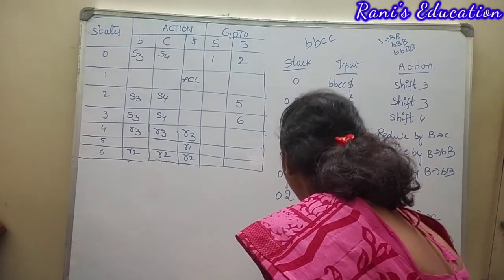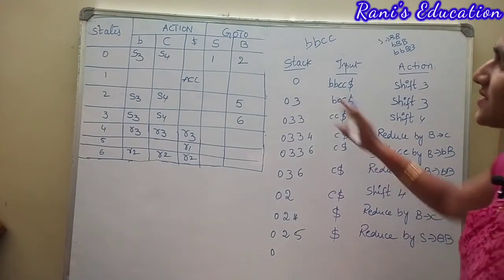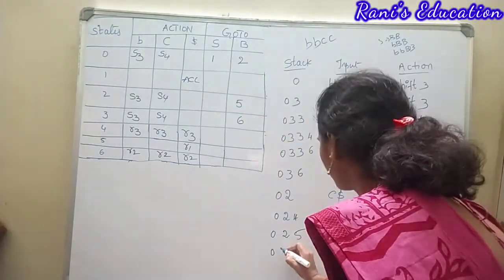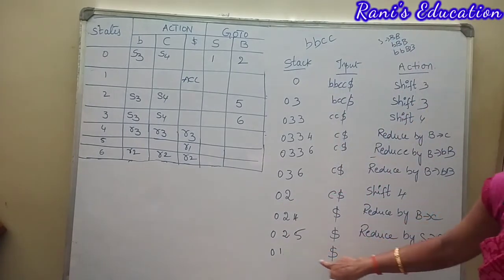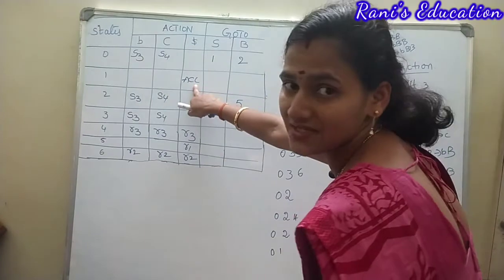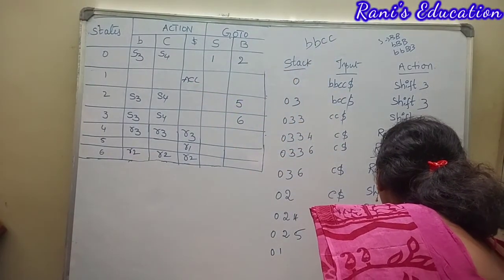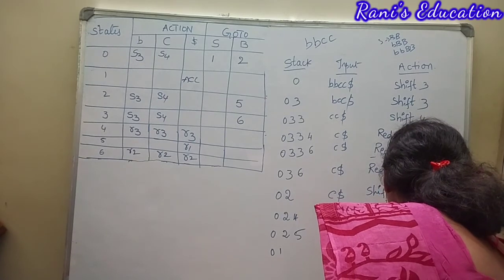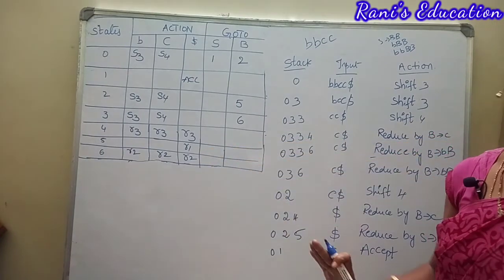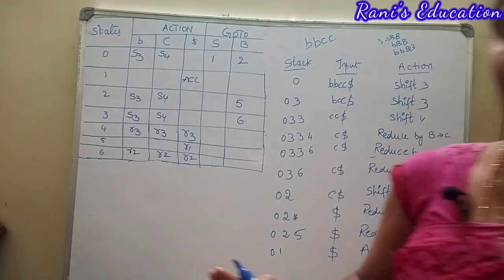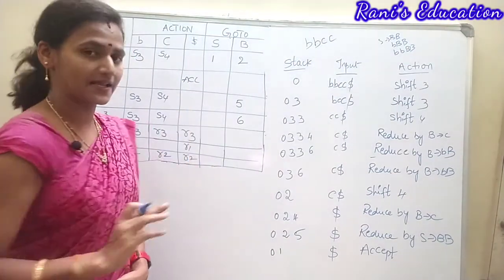Now the stack becomes 0. Now what is 0 with S? 1. And the input is dollar only. Now what is 1 with dollar in the parsing table? 1 with dollar is accept. That means the string is accepted by the constructed SLR parsing table. This is the way we construct the SLR parsing table and check string acceptance.